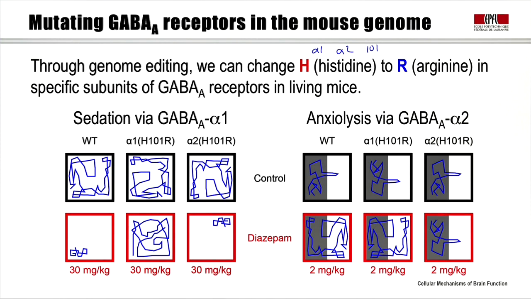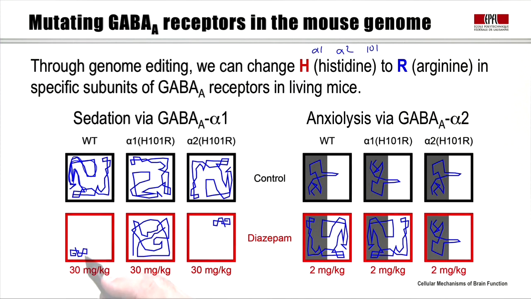One is the sedative action, and that's what we'll look at first. If you take a wild-type mouse and you put it inside an arena, you can then track the position of that mouse as it runs around. And you can see where it goes, and you can quantify the distance that it moves. If you then give that same mouse some diazepam at a relatively high concentration, 30 milligrams per kilogram, that has a sedative action on the mouse.